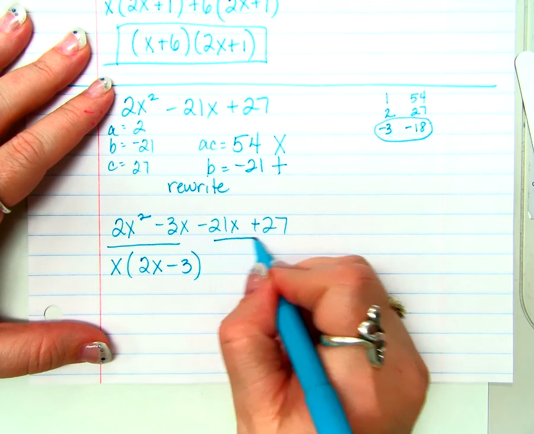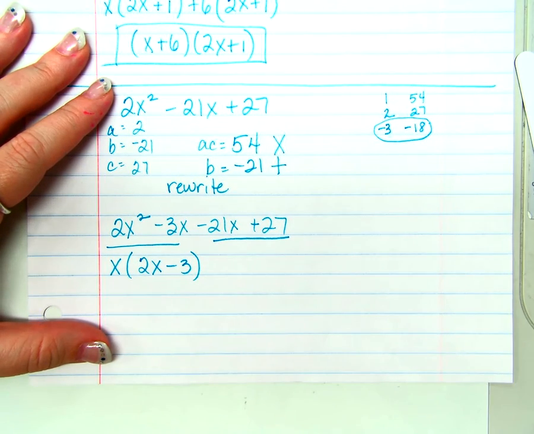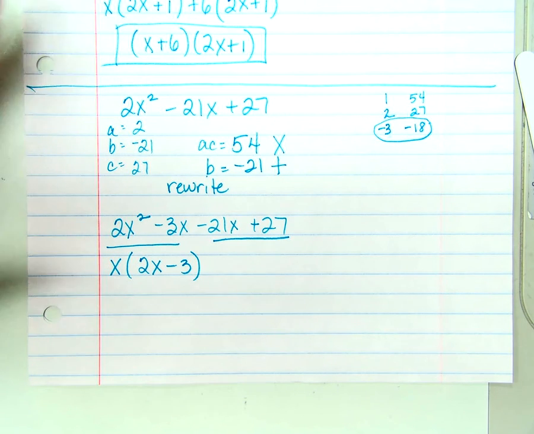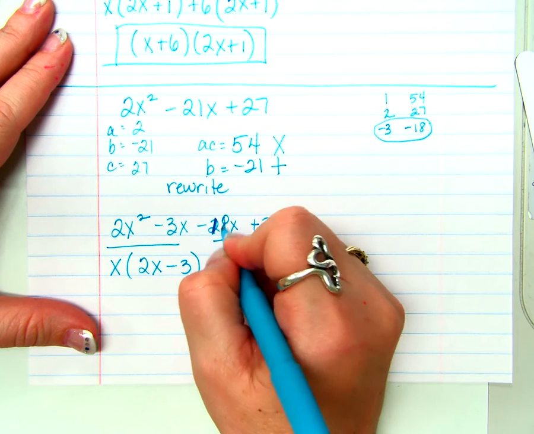Just look at the last two terms. What are they both divisible by? 7? No. Guys, I messed up. Where did I mess up? Yes. This should be 18 right here. Sorry about that.